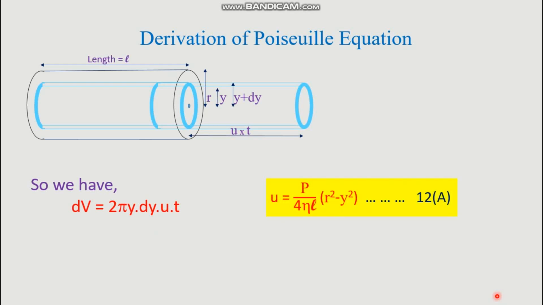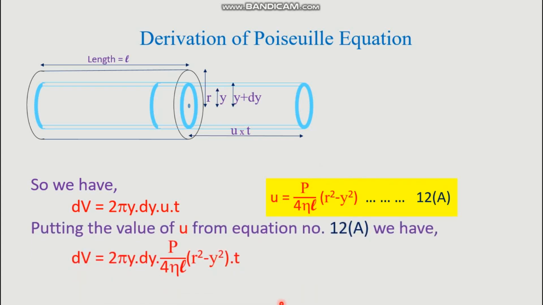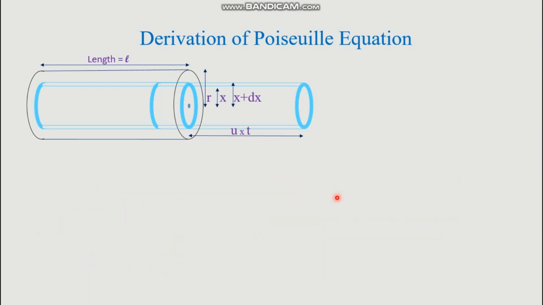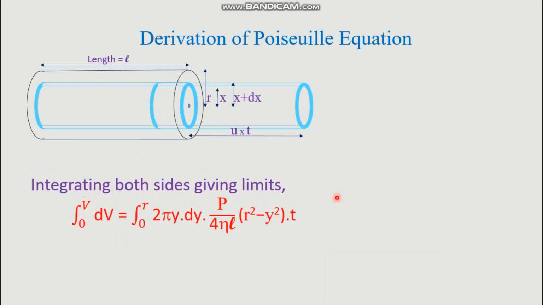Then we have to put the value of u from equation number 12a. Just we have derived this value. What is the value? Now u equals p by 4 eta L into r squared by y squared. So let's put this value here in place of u. So here all the other parameters remain the same, 2 pi y dy, and here t also, just the value of u has been replaced with this value.